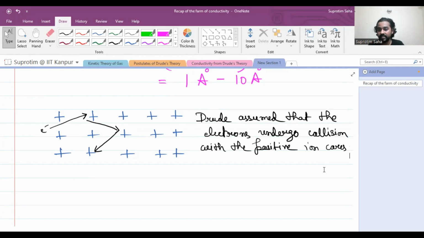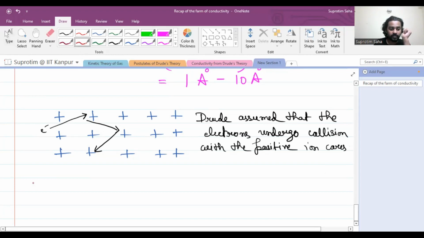It came from the kinetic theory. It was built under the framework of the kinetic theory, but it has some limitations, and the flaws were quite evident when some experiments showed that the Drude theory has some limitations. So, what are the limitations of Drude's theory?